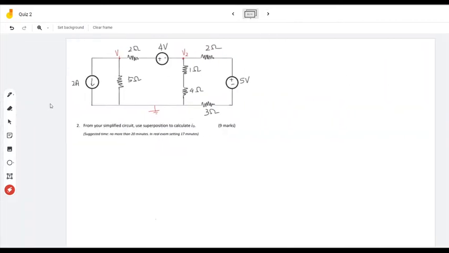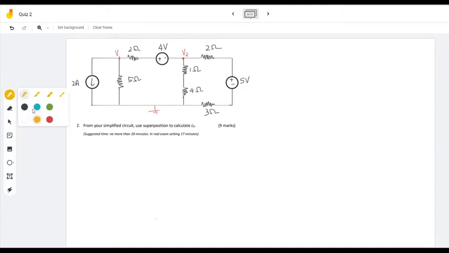The next question is about using superposition. I think 4 or 5 students, I cannot remember, used source transformation. Please do not get confused. The question asks for superposition, it's not source transformation. Or maybe there was only one student doing source transformation, but a lot of those who did superposition had this problem.